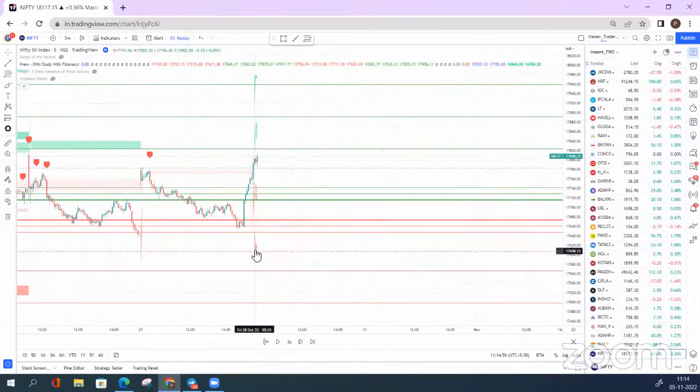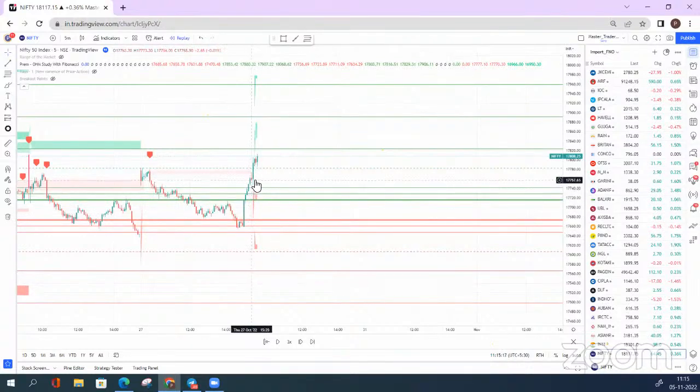See here, this is 320. This candle is above the third line. That means there is a perspective that tomorrow the market will open higher, so we can take a BTST here.